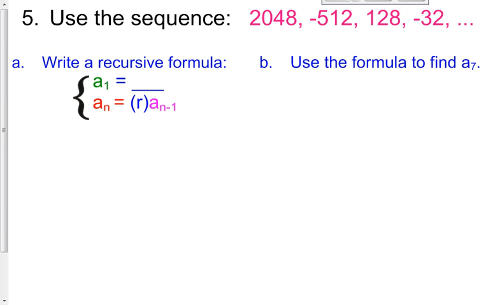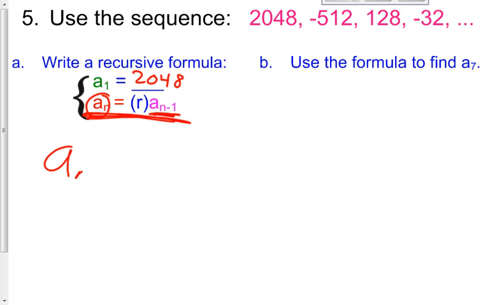Okay, so we're going to use this sequence, 2048, negative 512, positive 128, negative 32. As you can see, our terms are alternating sign, which means our ratio is going to be a negative number. Okay, so write the recursive formula. We know what a sub 1 is. It is 2048. So now with this formula, you can always find the nth term by multiplying the rate by the term previous to that.